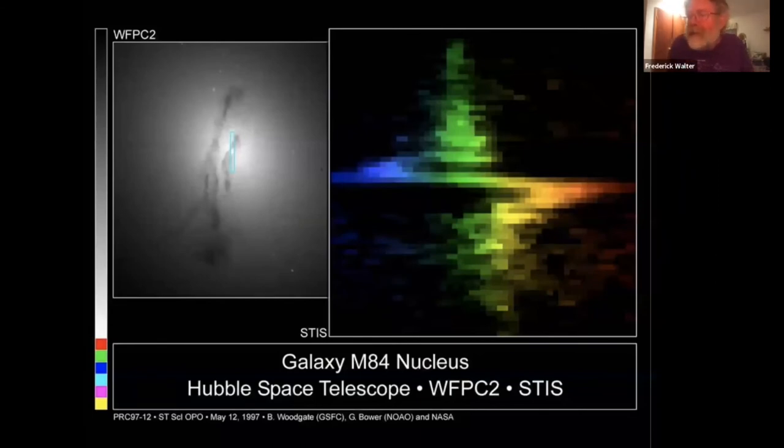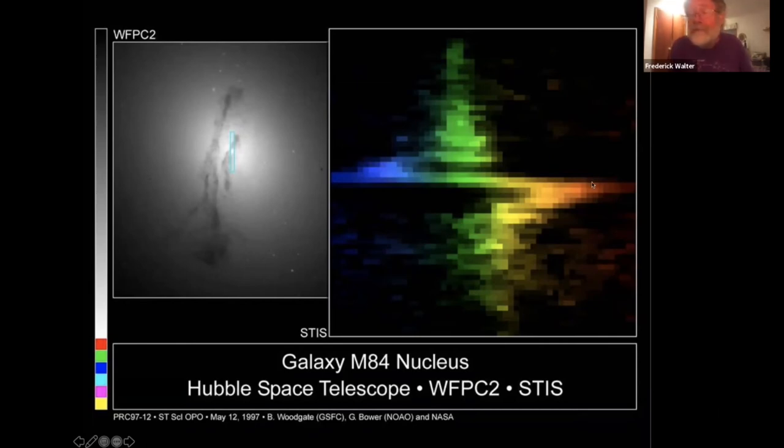The only spectrum that ever made the front page of the New York Times is shown here. This is from 1997. This is a spectrum taken with STIS, and we're looking at a galaxy called M84, and we're looking at gas. This is where the spectrograph was pointed. The velocity of the gas is low on one side of the galaxy and a little higher on the other side, but close to the center, it becomes very blue. It's coming towards us very fast, and immediately becomes very red, going away from us very fast, and it spins down. What causes the velocity to go way up so fast?